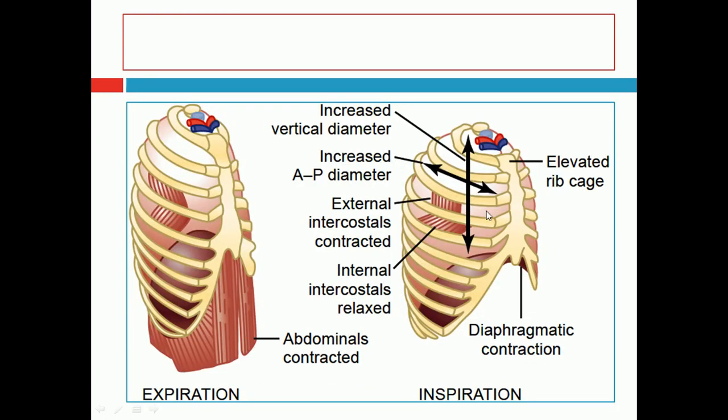Here, elevated rib cage, here you can see expiration and inspiration. You can see the diameter from here to here. This is increased because the rib cage has been raised up. Diaphragmatic contraction increases the vertical diameter as well, with increased anterior posterior diameter, and sidewise, and you can see the external intercostals.